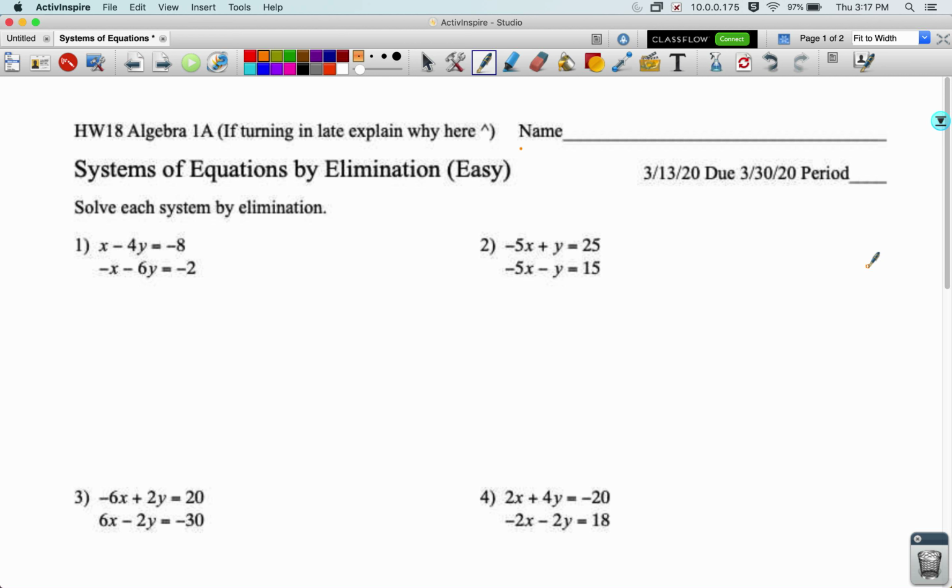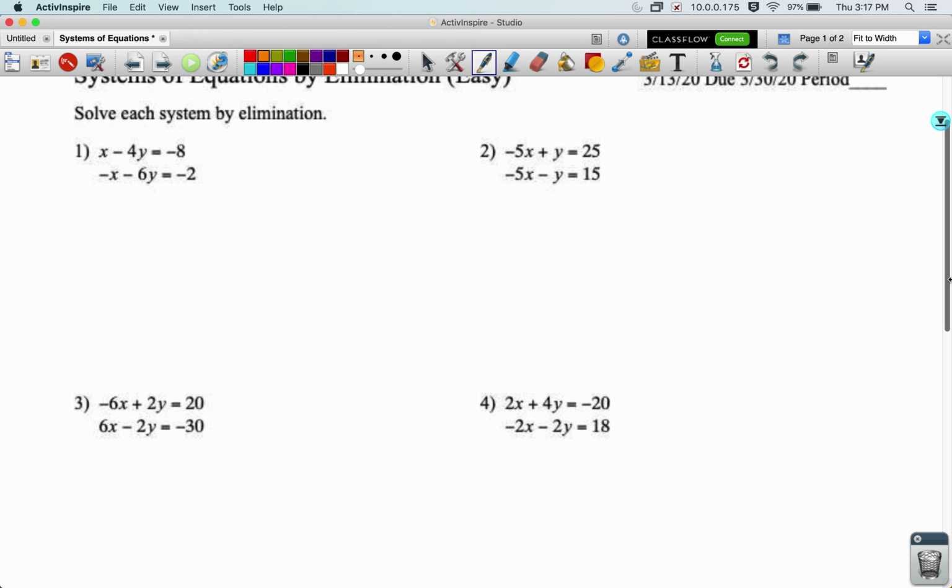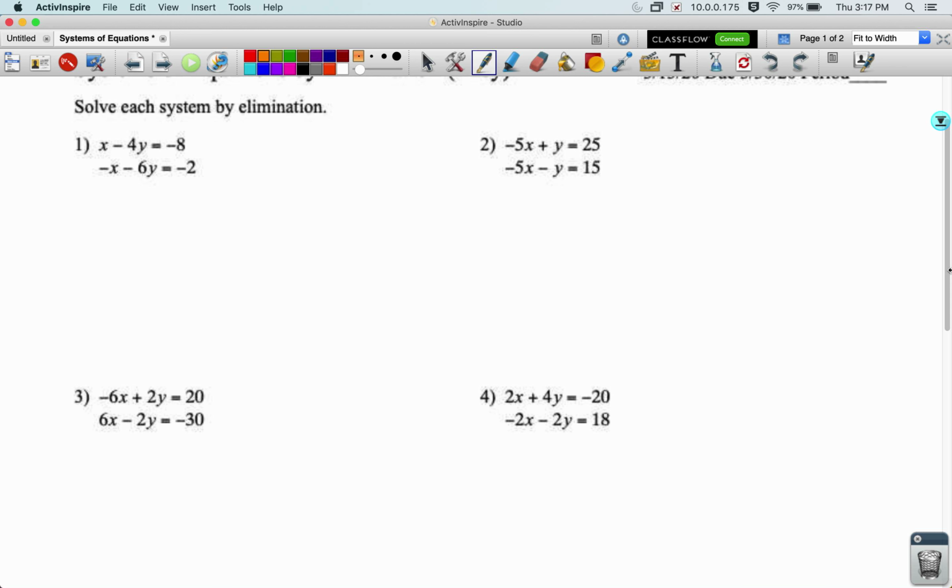Systems of equations by elimination homework. Let's go ahead and get started with problem number 1 here. So I'm looking for a combination of an x and a y value that's going to make both of these equations true at the same time.